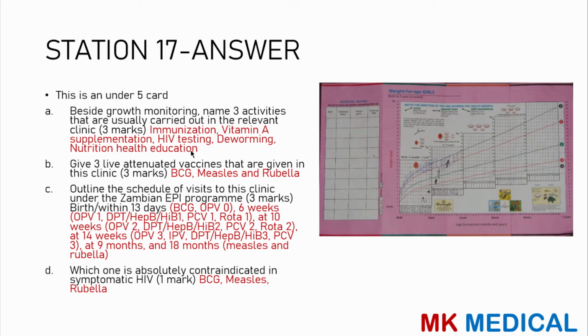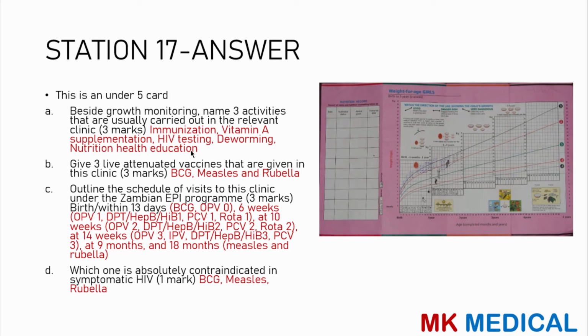You give your PCV3. And then at nine months, you may give your OPV4 if you haven't given your OPV0. You give your measles and rubella, and then also at 18 months, you give your measles and rubella. So remember that these timings, you should master them and you should know which vaccines are given at which stage. If you don't know this yet, refer to my video on immunization and vaccination schedule. I've talked about all this in much more detail.